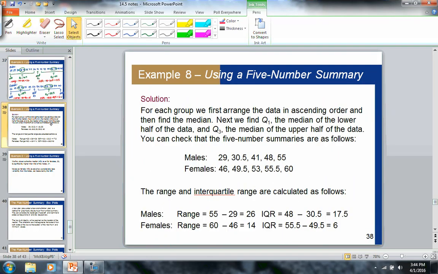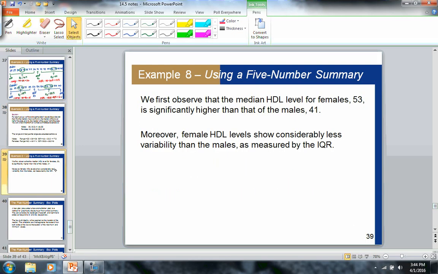Here's some that the book has listed. Here they show the information for the 5-number summary, and then for the ranges and the interquartile ranges. So that's the same values that we got. And then the book has some observations here. They observed that the median HDL level for females was 53, which is significantly higher than the males, which was 41. But the female HDL levels show considerably less variability than the males, which is shown by finding the IQR.